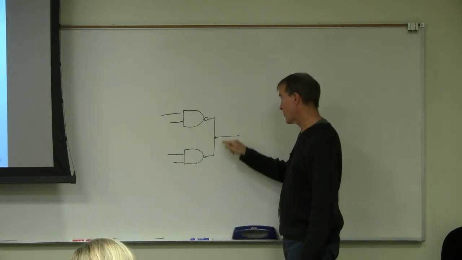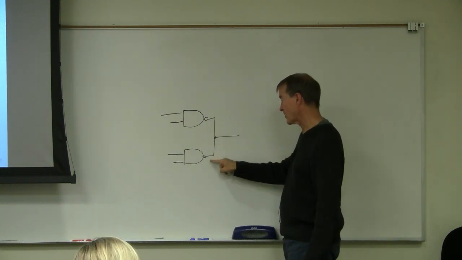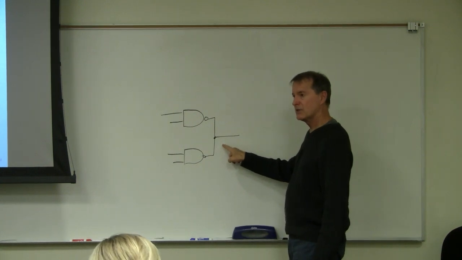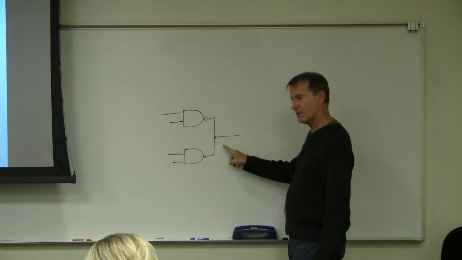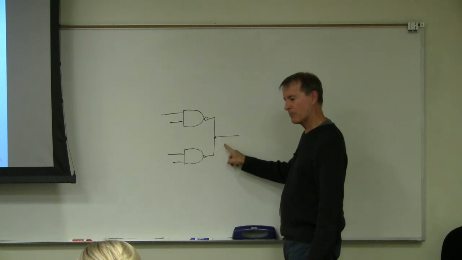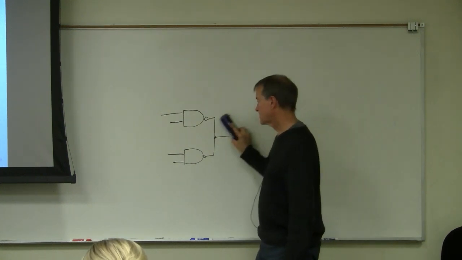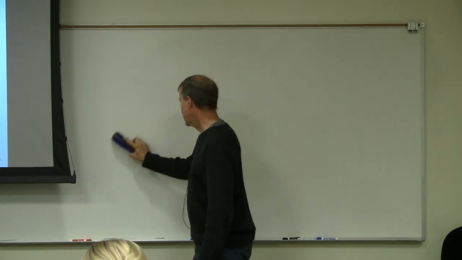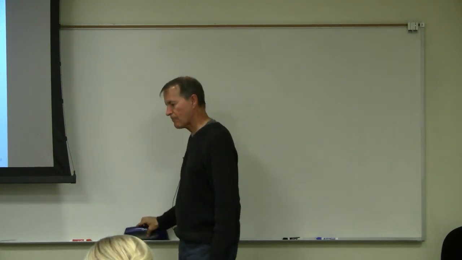The problem is, if you have a 1 coming out of here and a 0 coming out of here, this is undefined. Are you with me? Does everybody understand that problem? Okay, so that's the problem. Now, where does this problem crop up?